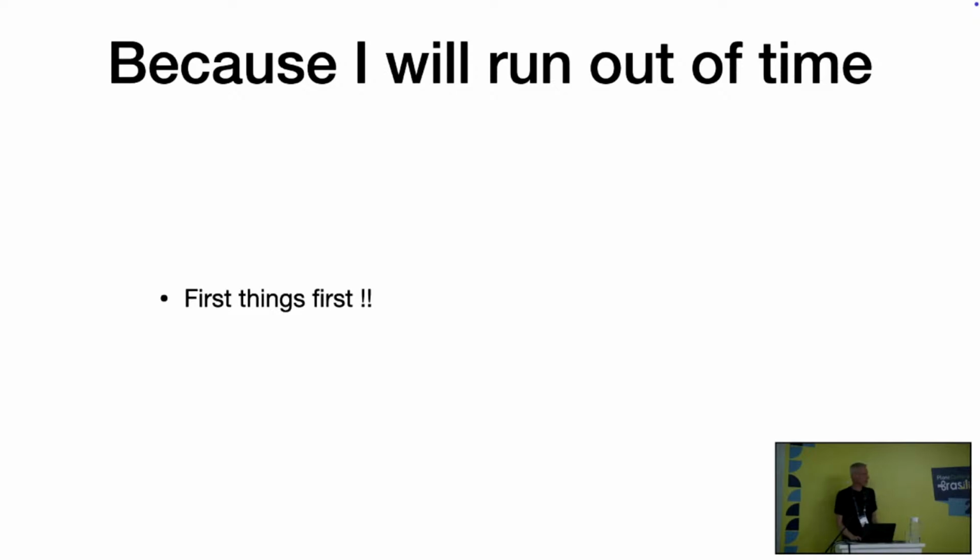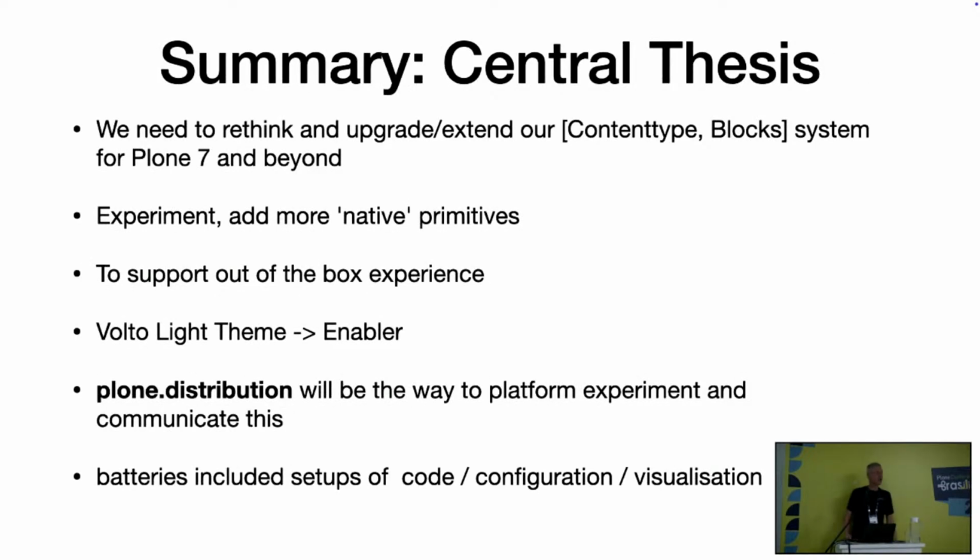So, because I will run out of time, as usual, I will first do the central thesis and summary. And this came to me somewhere this night when I was sleeping, so I changed my talk this morning to add this. We really need to rethink and upgrade, extend our basic content type block system that we now have finalized in Plone 6 Volto, but for Plone 7 and beyond. We need to experiment and add more native primitives to support a much better out-of-the-box experience.